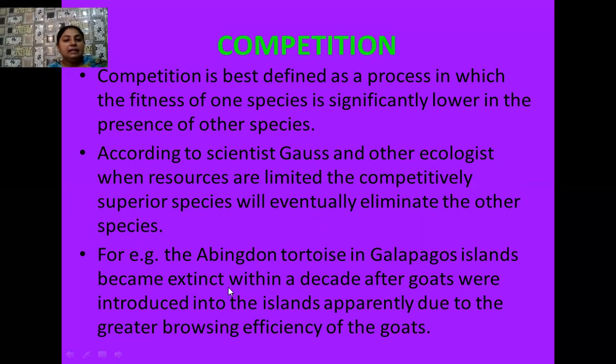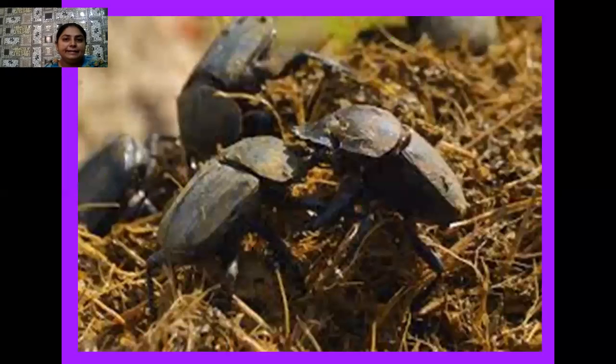and that is the Abingdon tortoises. They are generally found in the Galapagos Islands. They became extinct within a decade after goats were introduced to the islands. Why did this happen? Due to the greater browsing efficiency of the goats. The tortoises are very slow in their grazing, but the goats graze at a faster rate. That's why within a decade, these Abingdon tortoises went extinct from the Galapagos Islands.